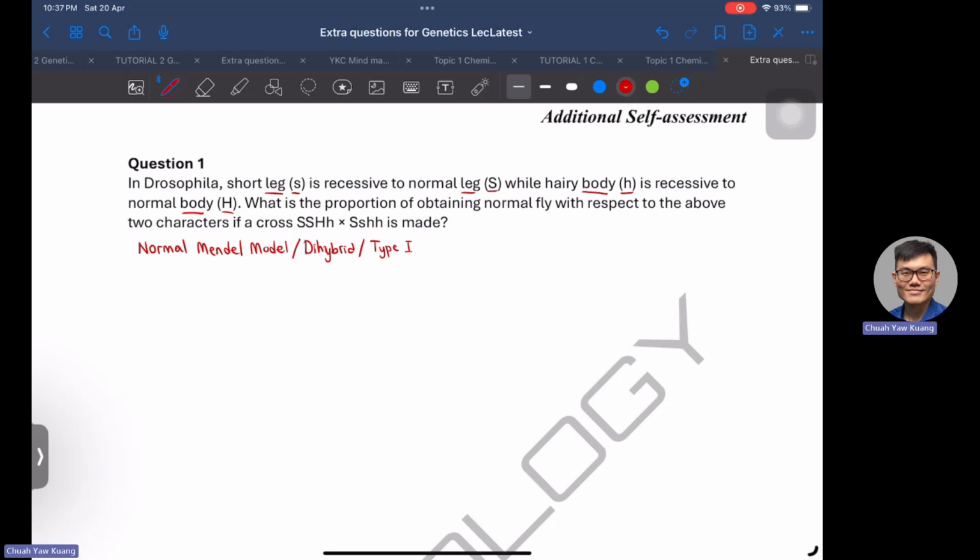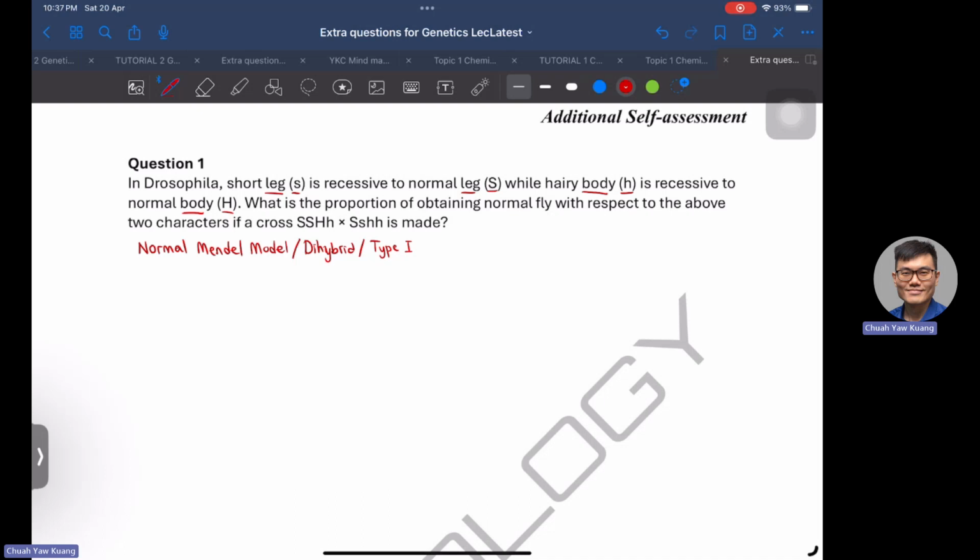The type 1 means that the first step, we will find the genotype of the parent. Then second step, we will find the gamete that can be produced by the parents. And then lastly, do the cross and find the phenotypic or the genotypic ratio. So that would be the three steps. That's the type 1 method to solve this question.